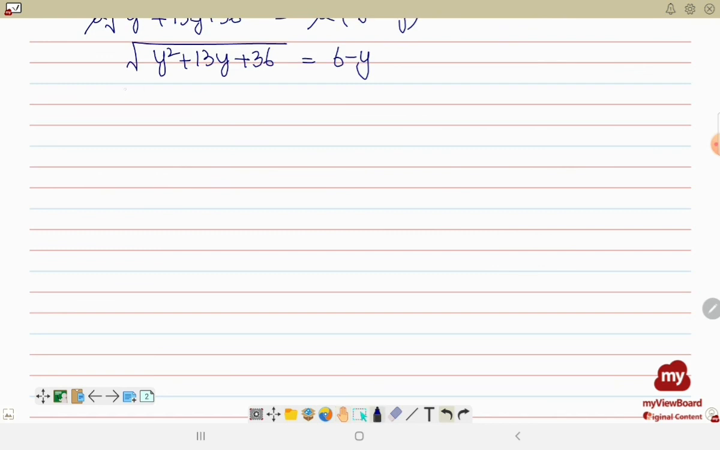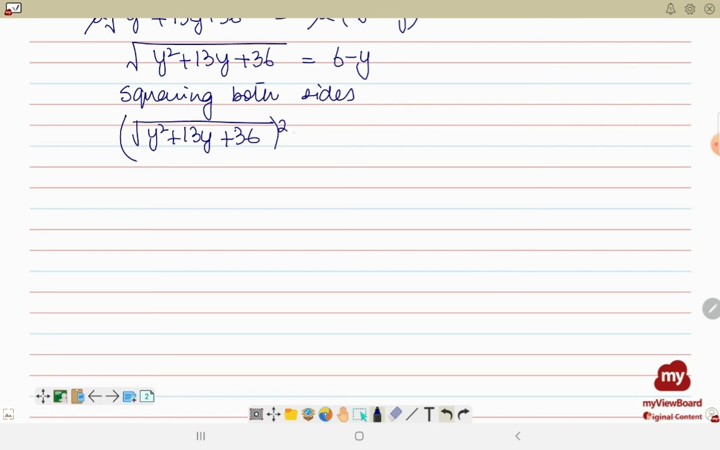So we'll further take the square on both sides so that we can get rid of this radical sign. Squaring both sides, we'll get the root of y square plus 13y plus 36 whole square equals 6 minus y whole square. So the radical will get cancelled by its square. So we are left with y square plus 13y plus 36. And on the right hand side, this is the second algebraic identity. We'll open it: 36 minus 12y plus y square. If you see, y square is on both sides, so it will get cancelled. 36 on both sides will get cancelled.